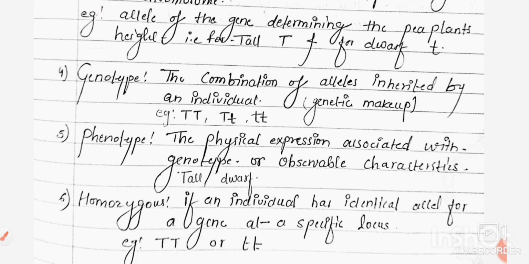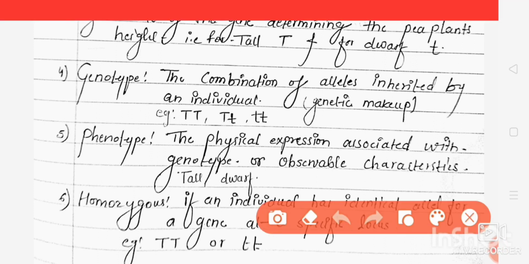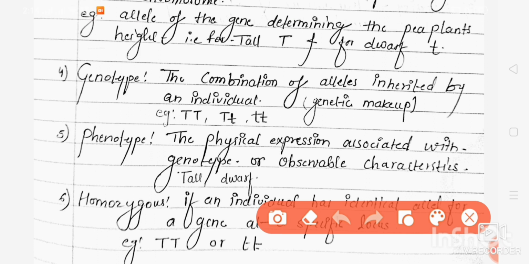Now we will be discussing genotype. Genotype simply means the genetic makeup of an organism, or genetic composition. Suppose we say tall, so what is the genetic makeup or genetic composition of an organism that represents tall? We will be considering capital T that represents tall. We will be considering the heterozygous condition, capital T and small t, that also represents tall. But when we consider small t, it represents dwarf. So this is the genetic makeup or genetic composition of an organism.